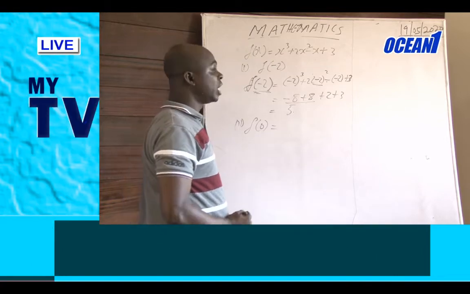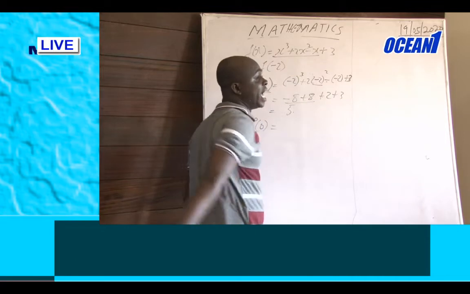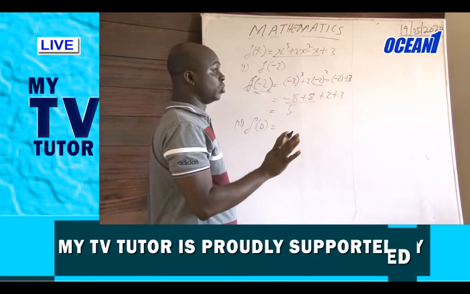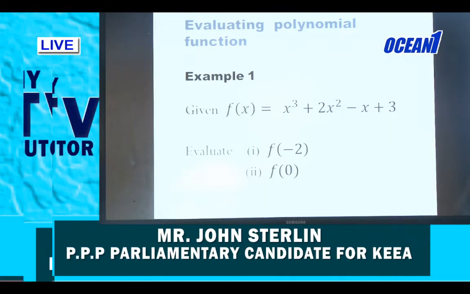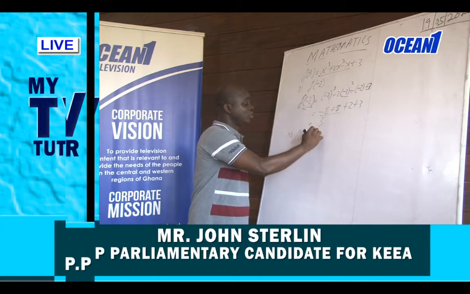And remember, we don't actually waste much time in elective mathematics. F of 0, as you know, everything that contains x will end up becoming what? 0. So much as you may want to do the substitution, which you don't have any fault with, sometimes you must just be smart. So f of 0 will become what? 3.